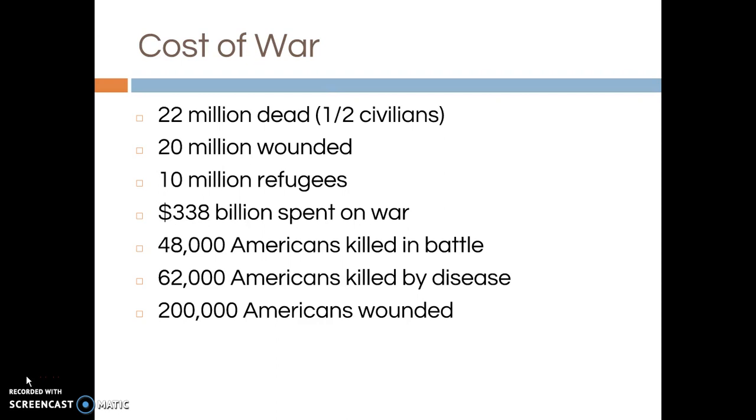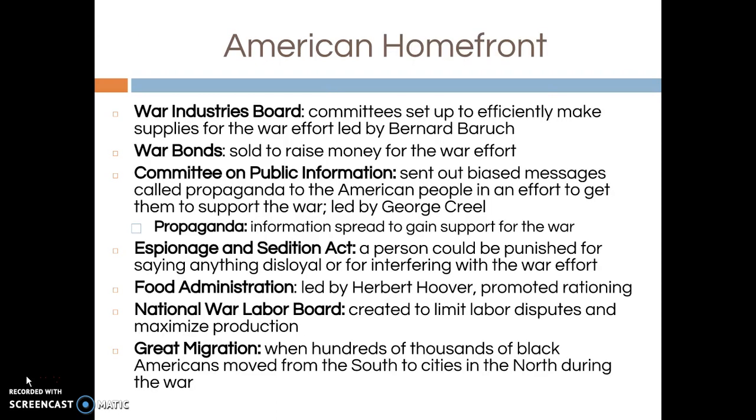Cost of the war: 22 million dead, 20 million wounded, 100 million refugees, $338 billion. Now, that's the cost for everyone, and we are such a small piece. We don't get there till the end. We get there after the Russians surrender, and we'll talk about that a little bit later. About 48,000 Americans are killed in battle, 62,000 by disease, and 200,000 wounded. So when you look at that compared to the whole thing, you see why we weren't that significant a piece overall in the whole war.